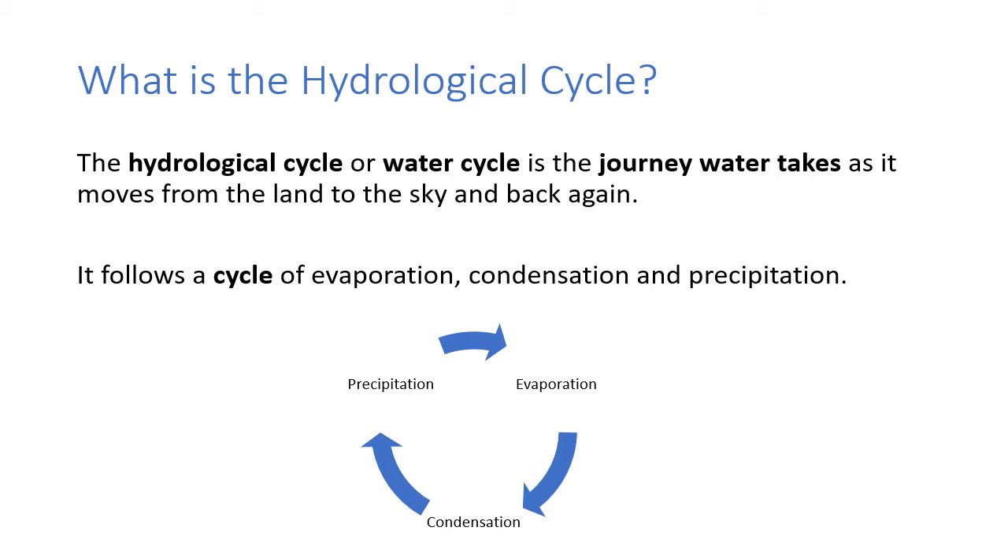It starts with evaporation. So the water is evaporated from the sea, goes into the air where it condenses. That then forms clouds. Those clouds then form rain or snow, what we call precipitation. The water falls back to the land, flows to the sea, and the whole thing starts again. So that's what we call the water cycle, and that's what we're going to look at now for the rest of this lesson.